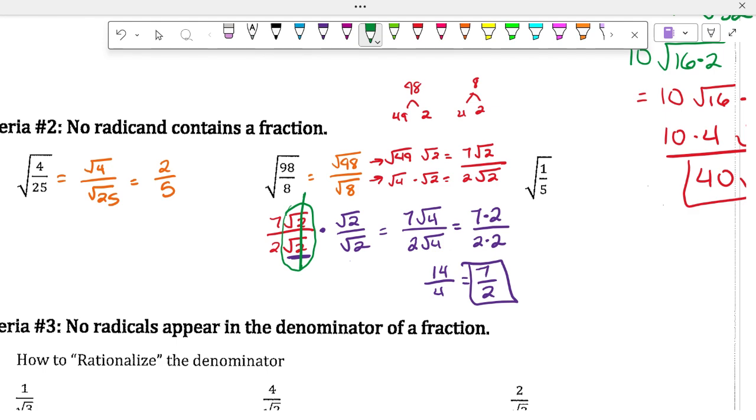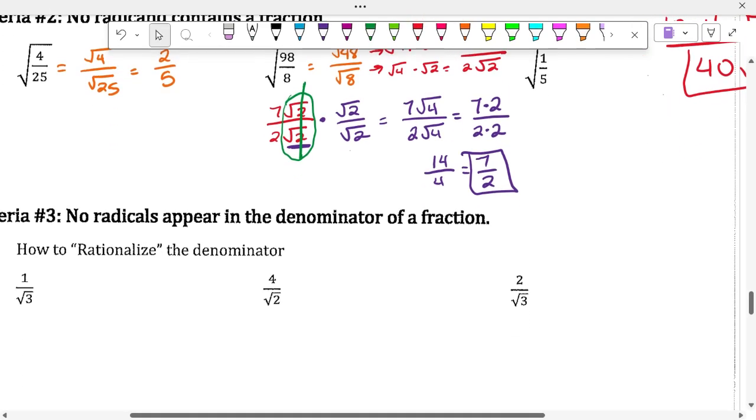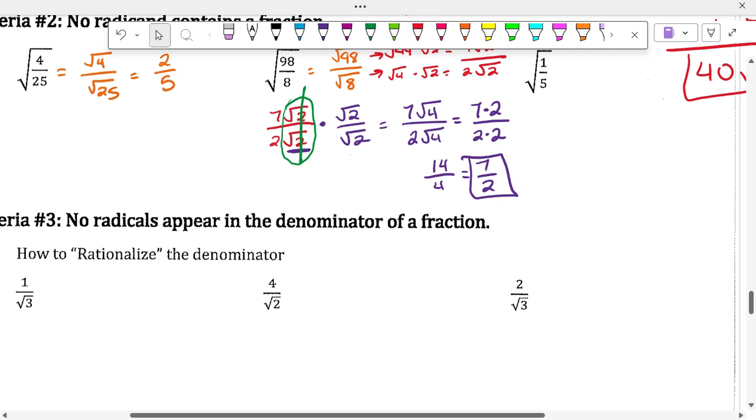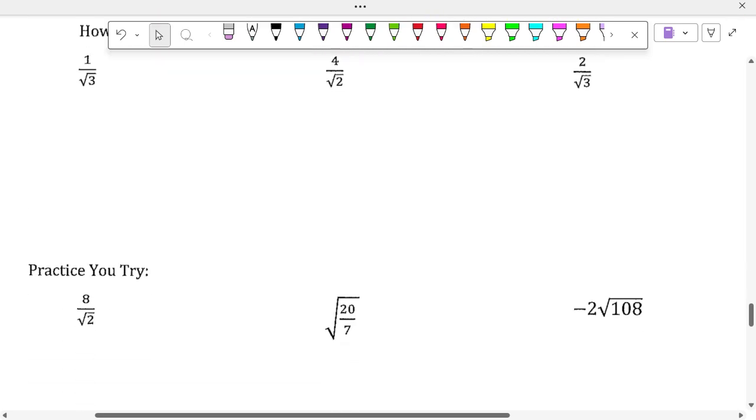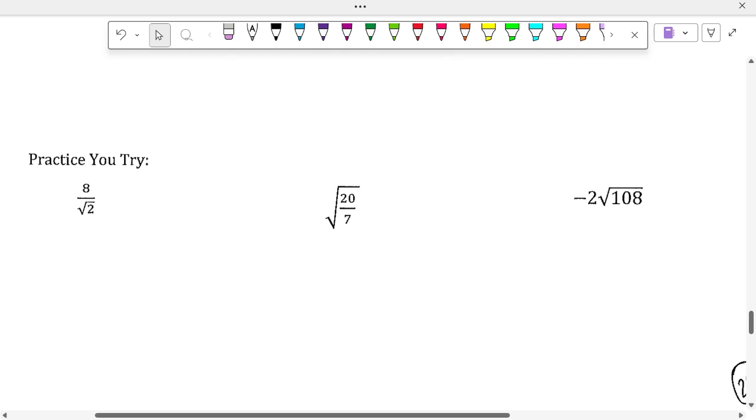Okay, any questions on rationalizing the denominator? Do I need to do another example with it? Are you guys pretty solid with it? Okay, I'll do one more example. So, I'm going to do this last one down here.